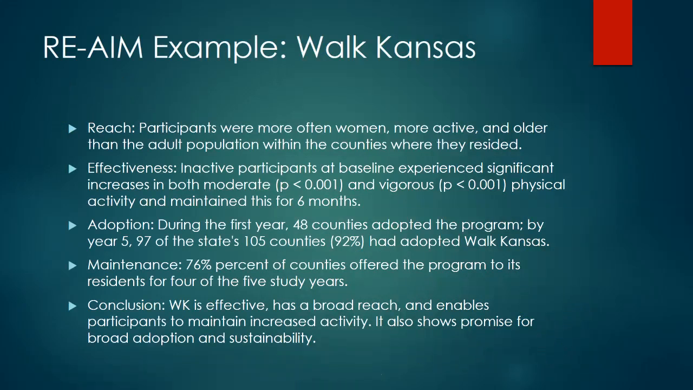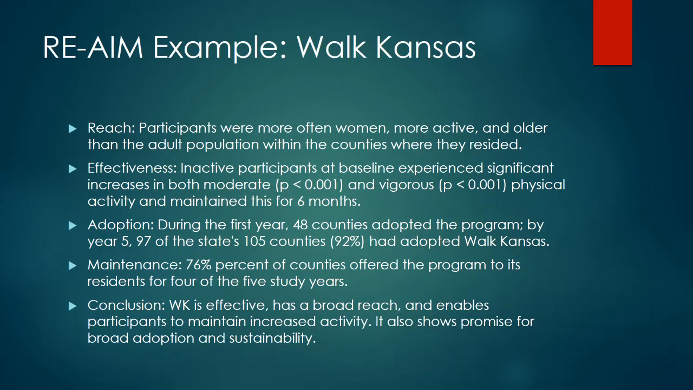Here's an example of applying the RE-AIM framework to a Walk Kansas intervention program that was statewide. So the reach part would be measured through basically descriptive epidemiology. So participants were more often women, more active and older than the general adult population within the counties where they resided. The effectiveness of the program was indicated by the fact that inactive participants at baseline had significant increases in moderate and vigorous activity, and they sustained this for 6 months after the end of the program.